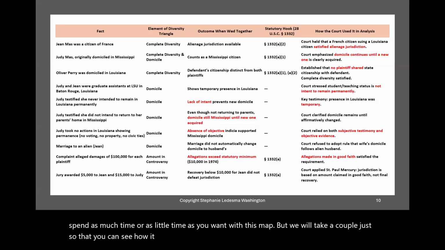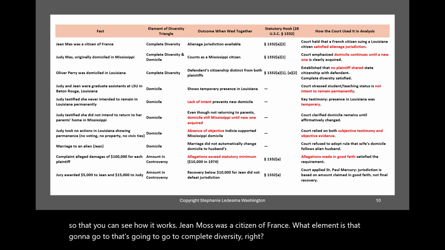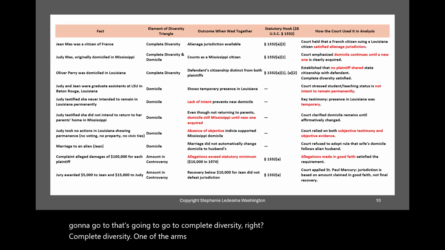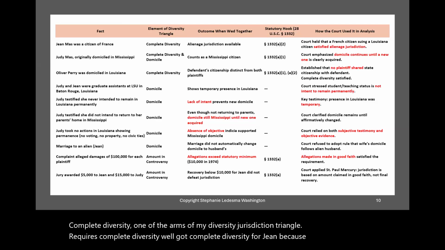Jean Moss was a citizen of France. What element is that going to go to? That's going to go to complete diversity, right? One of the arms of my diversity jurisdiction triangle requires complete diversity. Well, we've got complete diversity for Jean because he's from France.